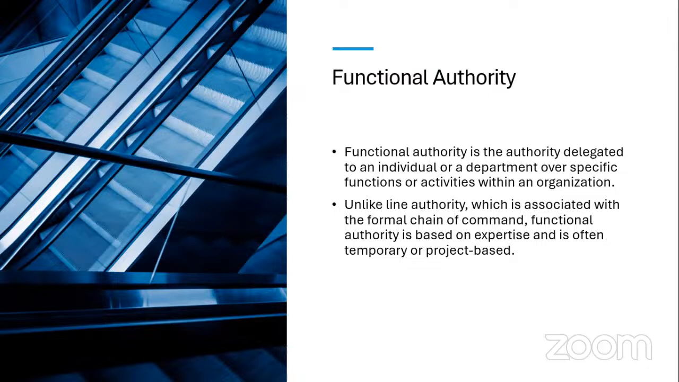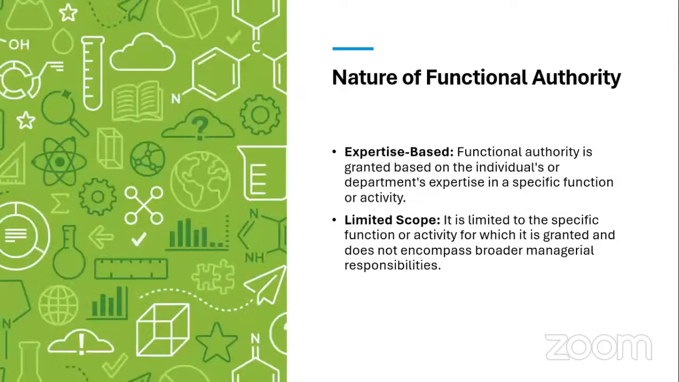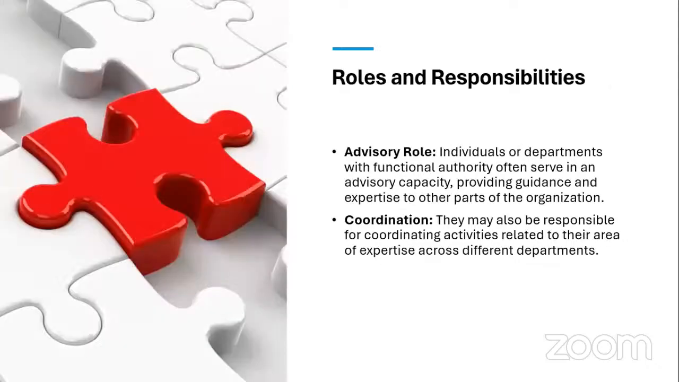Unlike line authority, which is associated with the formal chain of command, functional authority is based on expertise and is often temporary or project-based. Nature of functional authority: it is expertise-based, it is limited in scope. You don't take up the entire department where they are sending you to. There is a specific assignment they're giving you. Just go there, do it, and come back.